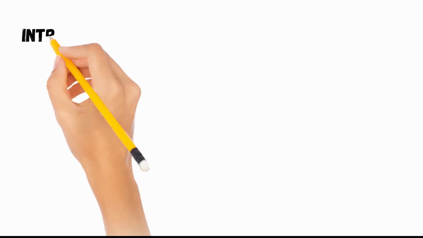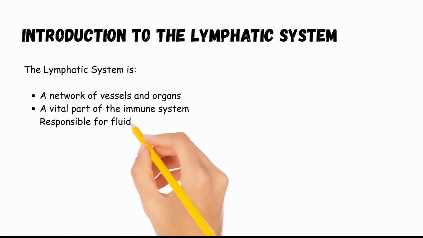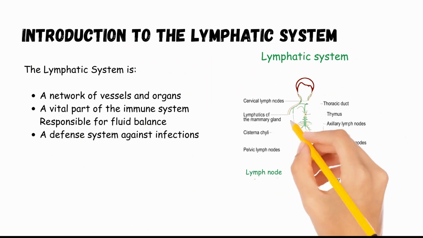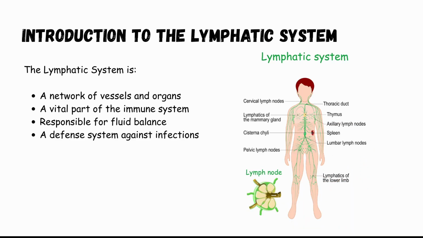the body. The lymphatic system is a network of vessels, nodes, and organs that works closely with the circulatory and immune systems. Unlike the cardiovascular system, it does not have a central pump like the heart. Its main roles include maintaining fluid balance, absorbing fats from the intestine, and defending the body against infections. It collects excess fluid from tissues and returns it to the bloodstream, preventing swelling and maintaining homeostasis.